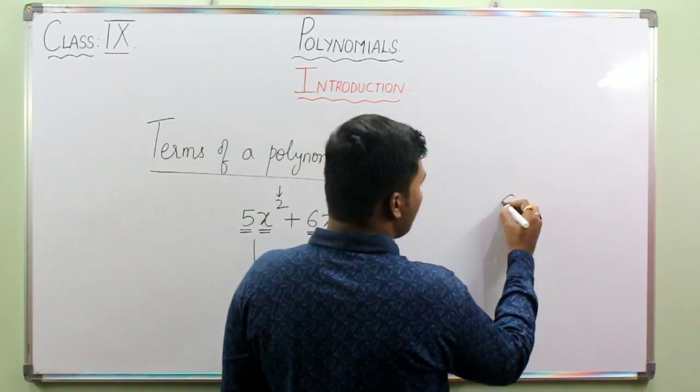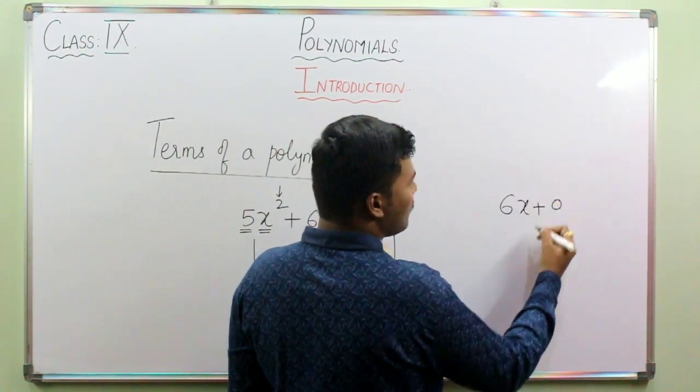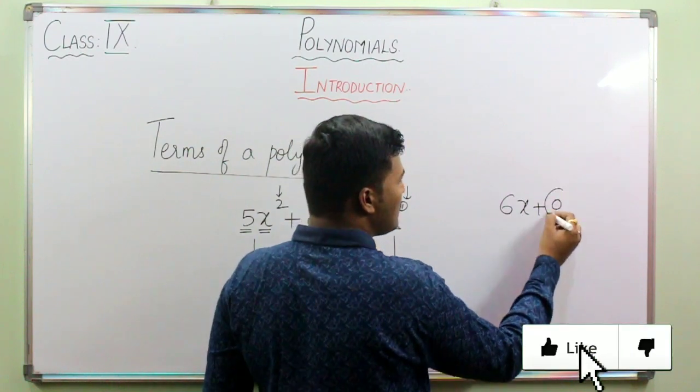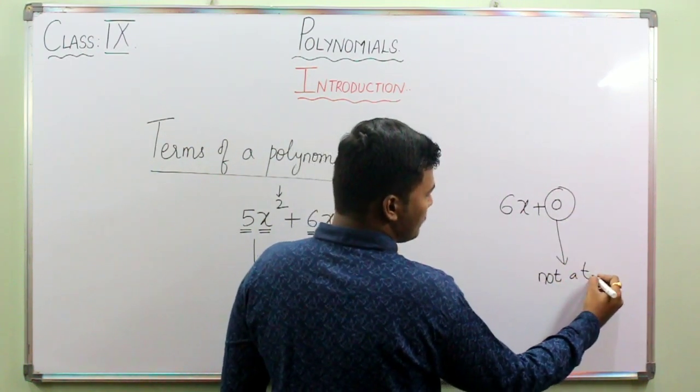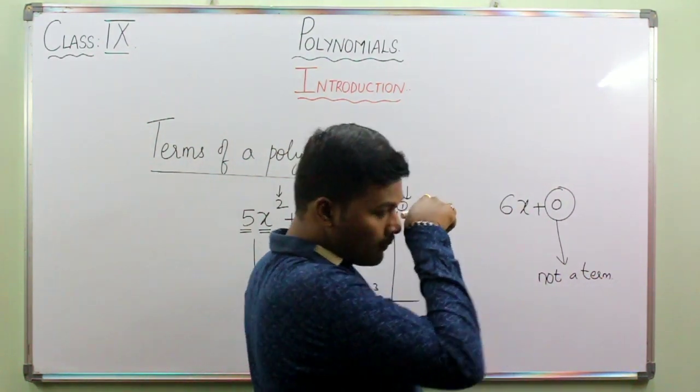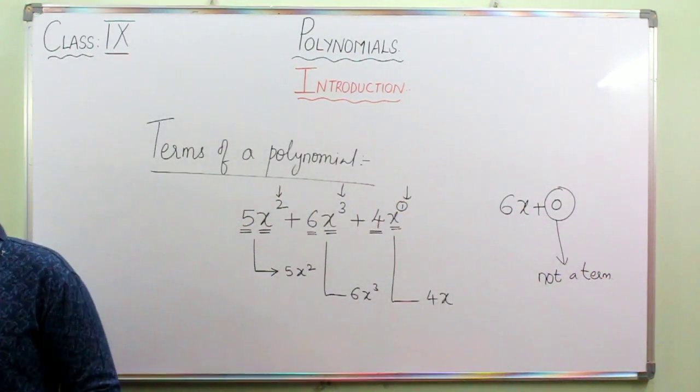Suppose I have 6x plus 0. Here 0 is not called a term of the polynomial. 0 is not called a term of a polynomial.